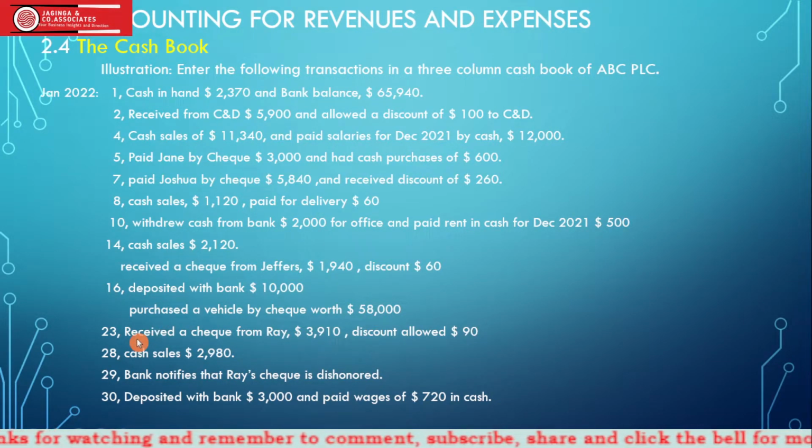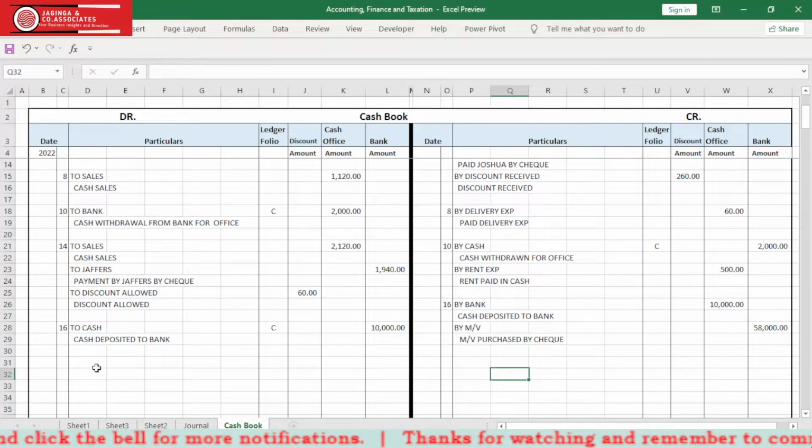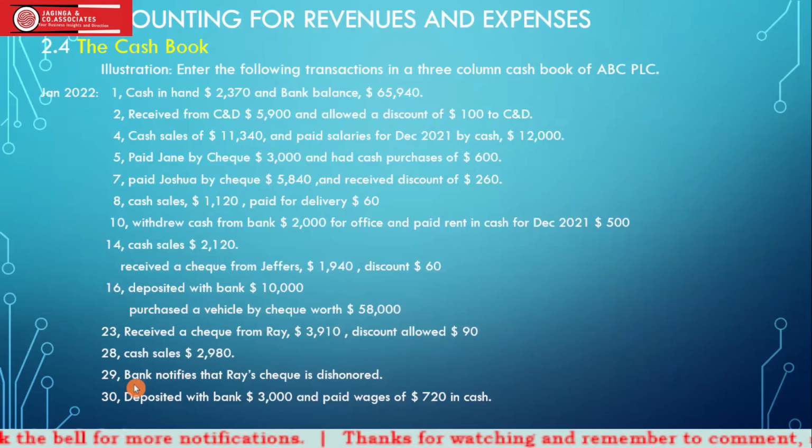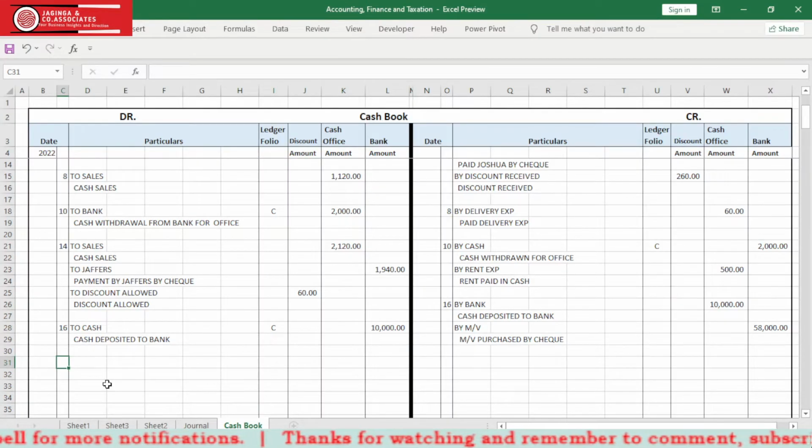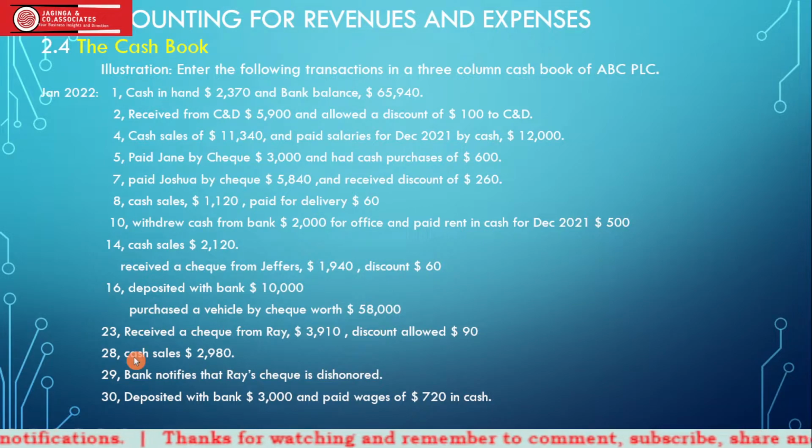Then received a check from Ray 3910, and discount allowed was $90. So received a check worth 3910. So this guy was supposed to pay $4,000, but he was given a discount of $90, and then he paid 3910. So here we'll write here this was 23rd, and the amount was received from Ray.